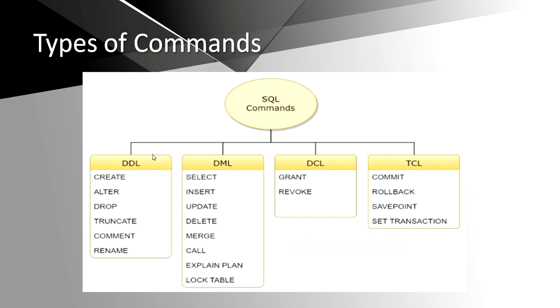So DDL commands are basically those in which we create the structures, tables, and we alter their structure, and we remove the tables or the databases. Truncate, all these come under the DDL commands, where we actually define the object or we destroy the object. DML commands, whereas, work on or focus on the records.